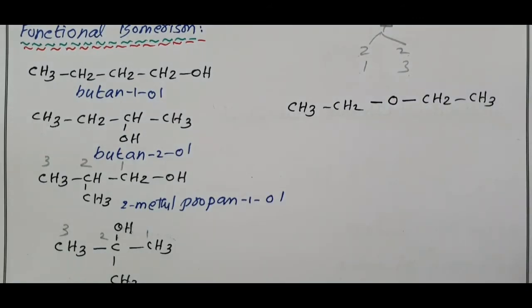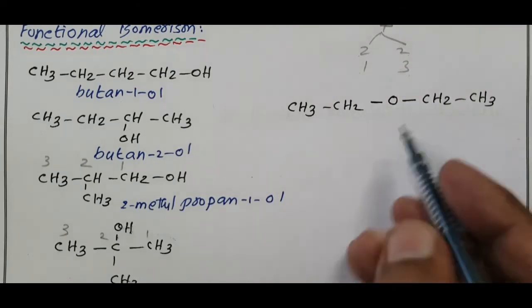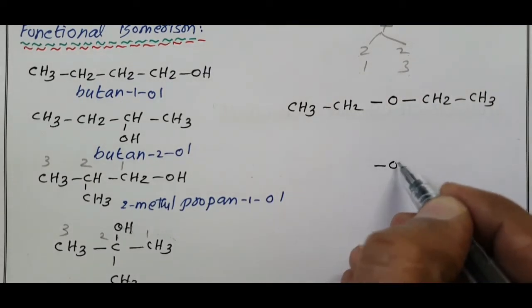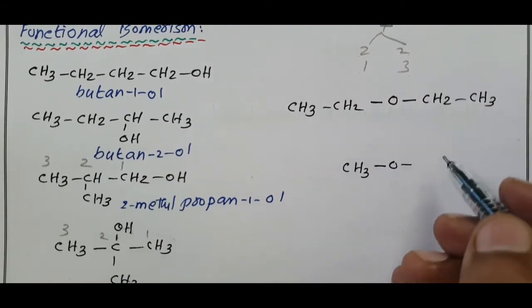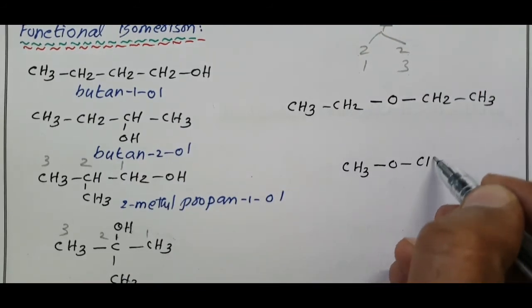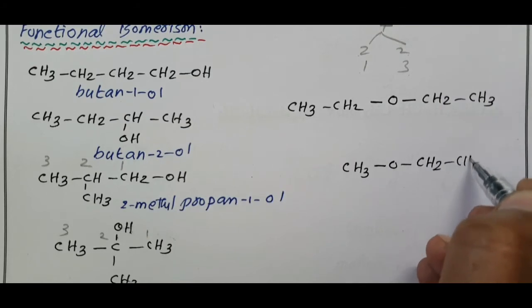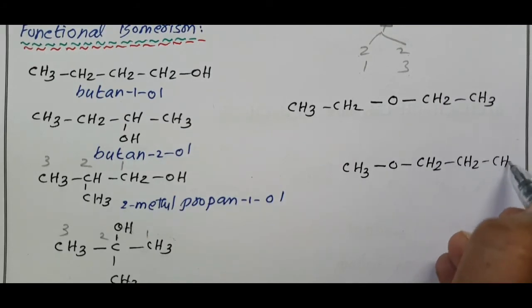One ether with the same molecular formula C4H10O. Another 1,3. 1 means methyl group, 3 means propyl. We have 2 propyl: one is N-propyl, another one is isopropyl. This is your N-propyl group.